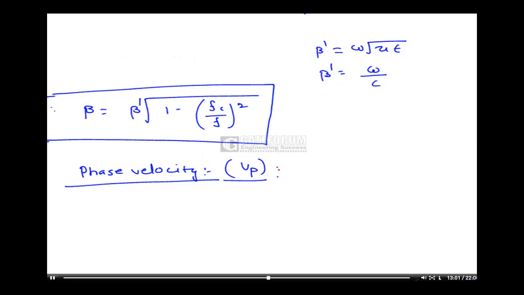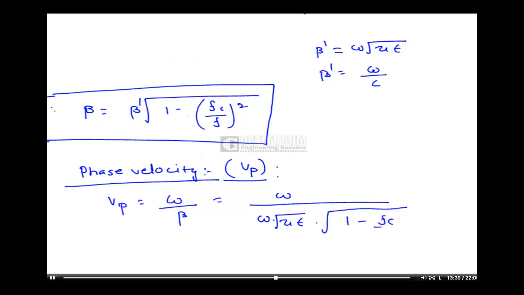Phase velocity in TM mode wave propagation. We know that phase velocity is equal to omega by beta. Here beta is nothing but beta dash into square root of 1 minus (fc by f) whole square. So that is equal to omega by beta dash. Beta dash is omega into square root of mu epsilon into square root of 1 minus (fc by f) whole square. So omega cancels out.